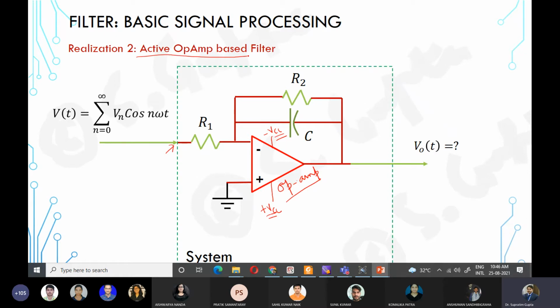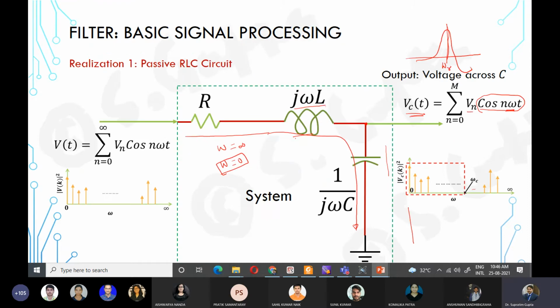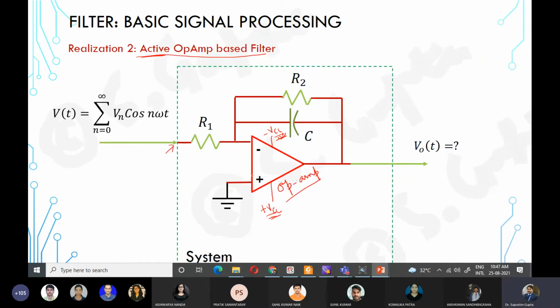This activeness comes from the fact that the basic component of this circuit has separate power sources. In earlier cases, we didn't have any extra power sources inside the system. Here we have additional power sources, which are used for converting this signal with amplified power or voltage. Okay. Now, what is happening here?